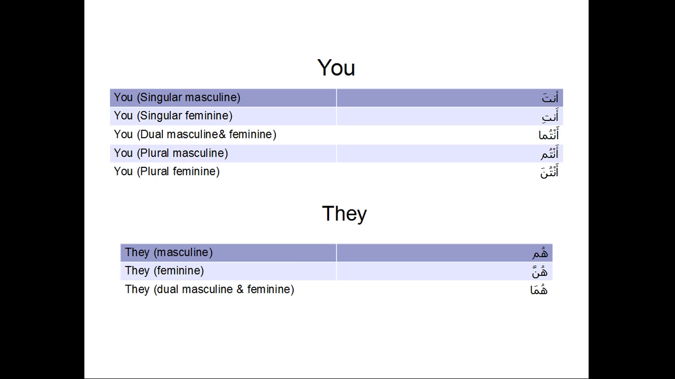Same goes for they. We have 3 pronouns for they. First one is هم, they, masculine. هن, they, feminine. هما, they, dual, masculine and feminine. If I am talking about two people, either masculine or feminine, I will use هما.